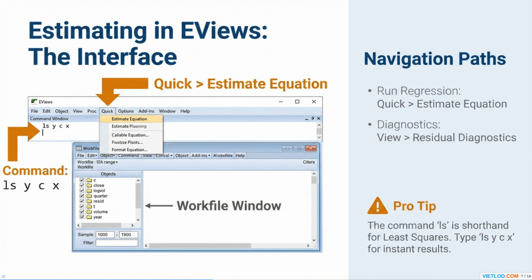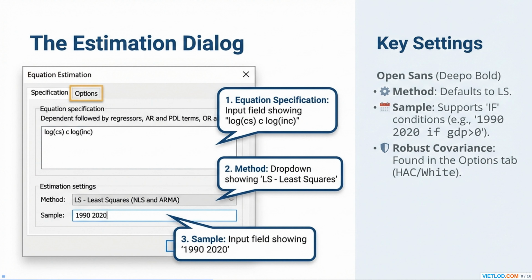Alternatively, you can use the graphical interface by navigating through the menus. Select Quick, then Estimate Equation. This brings up a dialog box where you can specify your equation, estimation method, and sample range. Once your regression is run, you'll want to perform diagnostics. For that, you would go to View and then select Residual Diagnostics.